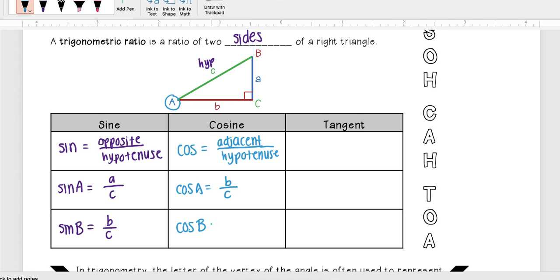Now let's say I want to switch over to cosine of B. I'm going to go to angle B now, and now the side adjacent to it is side A. And then my hypotenuse is C. So I know the hypotenuse is also adjacent to, or right next to angle B, but remember the adjacent side is the leg that is right next to the angle.